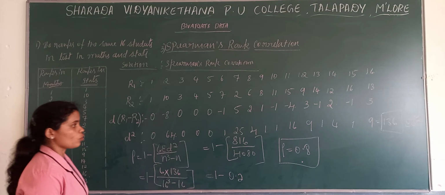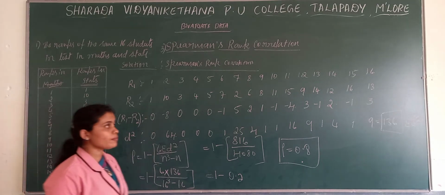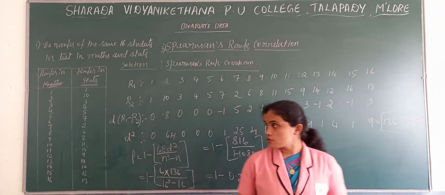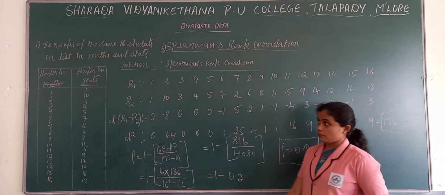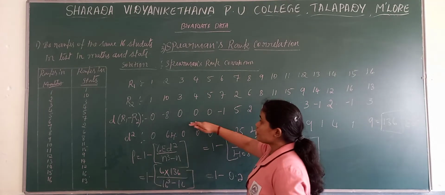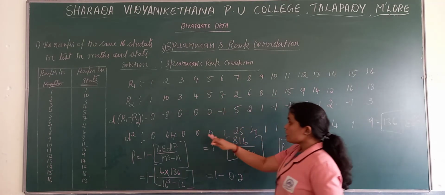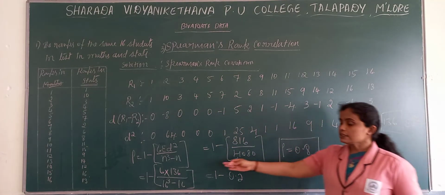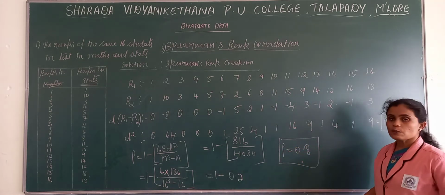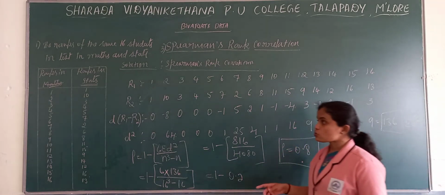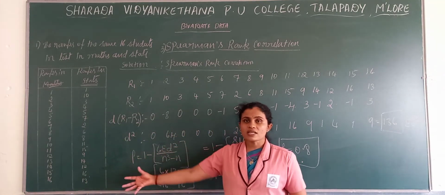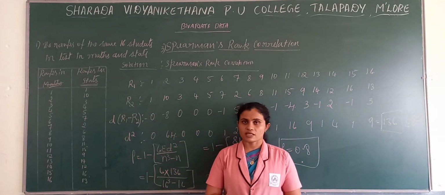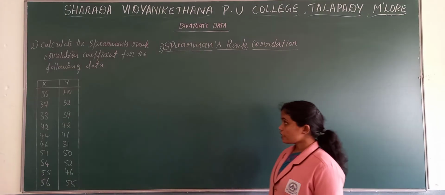Positive rank correlation. So this is about Spearman's rank correlation. In the first problem the ranks are directly given. Just write the ranks, then take the differences of these ranks, make the square of it, then apply the formula. The simpler one. Next we will see the next problem where they will provide the marks, and we need to assign the ranks.